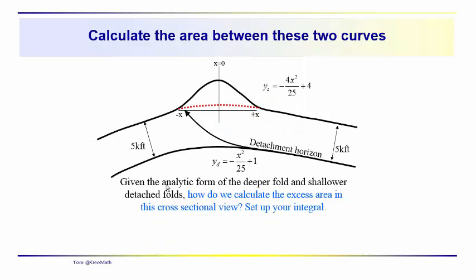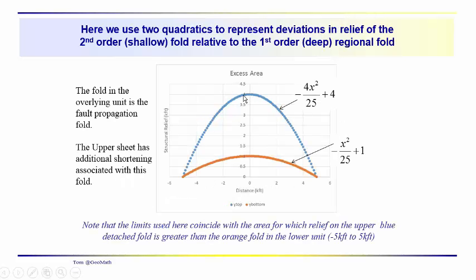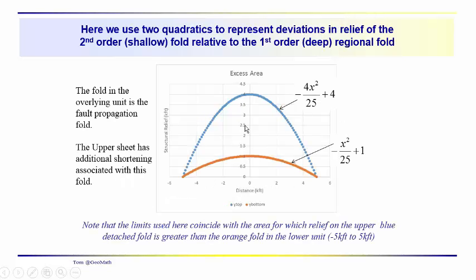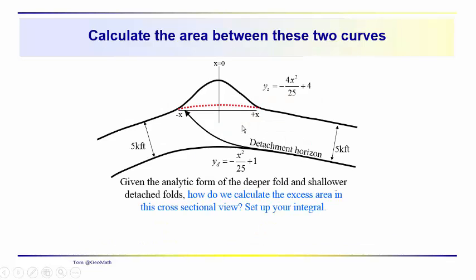So if you're going to calculate the area between these two curves, a little problem for you is to think in terms of, we have these two expressions. We want to get this area. Taking a look at it in cross-section form, we want to calculate the excess area in this cross-sectional view. So set up the integral, pause the tape, set up the integral that you would have to evaluate in order to determine this area between these two quadratics.